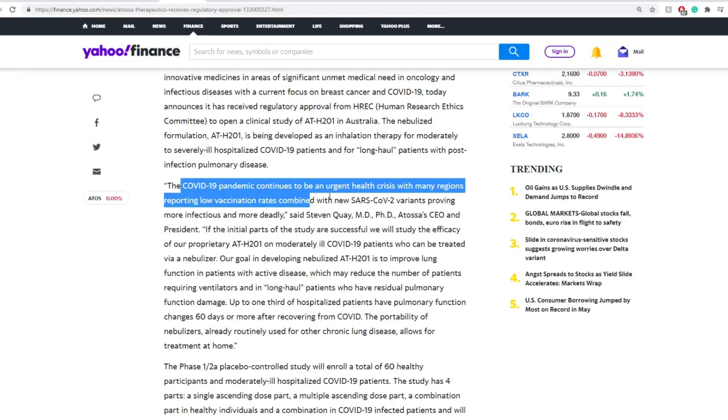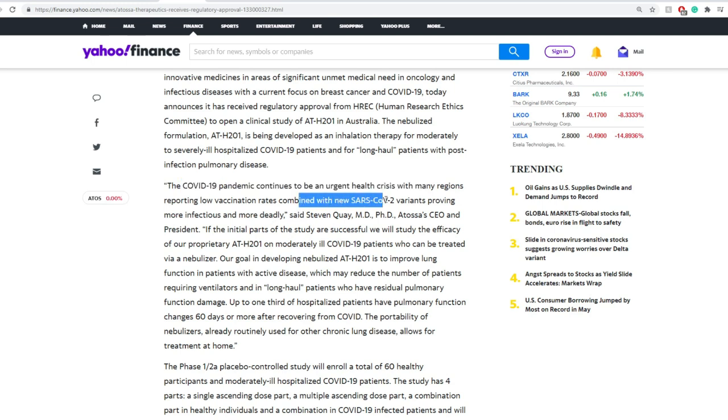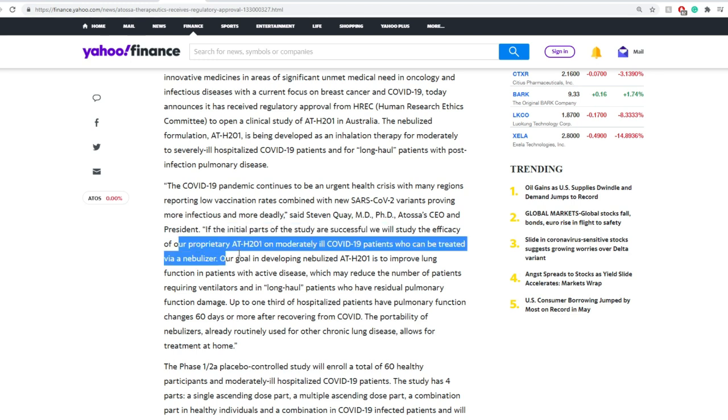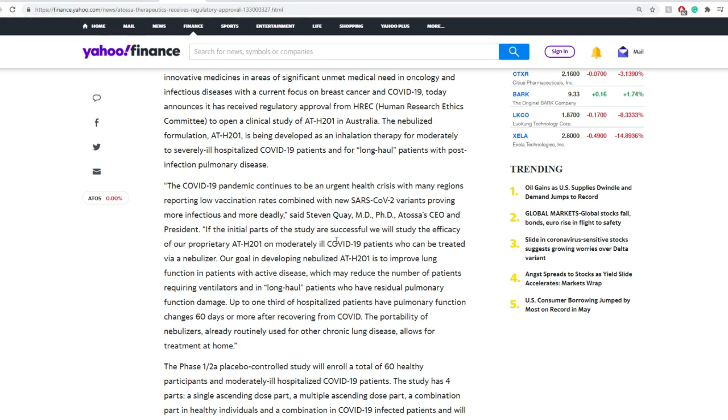The COVID-19 pandemic continues to be an urgent health crisis, with many regions reporting low vaccination rates combined with new SARS-CoV-2 variants proving more infectious and more deadly, said Stephen Quay, the CEO. If the initial parts of the study are successful, we will study the efficacy of our proprietary ATH201 on moderately ill COVID-19 patients who can be treated via nebulizer.